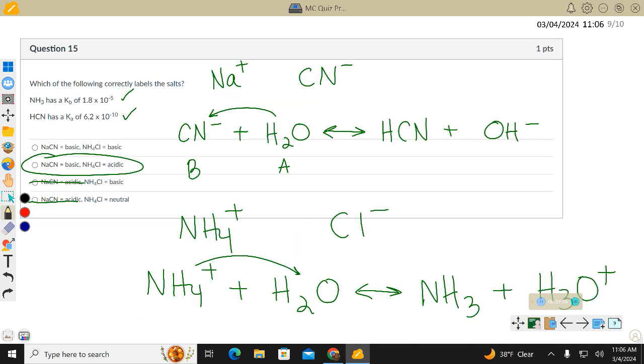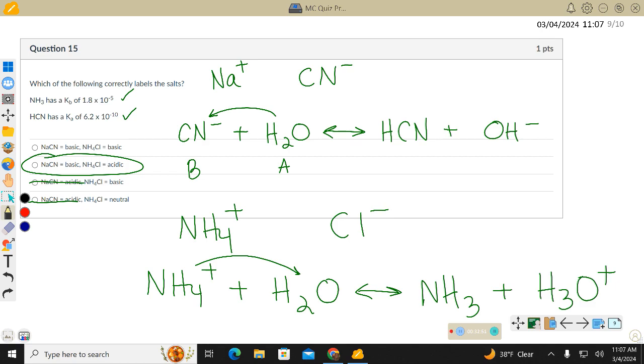And then finally 15 and 16. 15, salts. All right, so people kind of get worried about these salt solutions, but check out a question like this. We've got NH3 with a Kb that's small. That must be a base. And HCN with a small Ka value. It's a weak acid and a weak base.